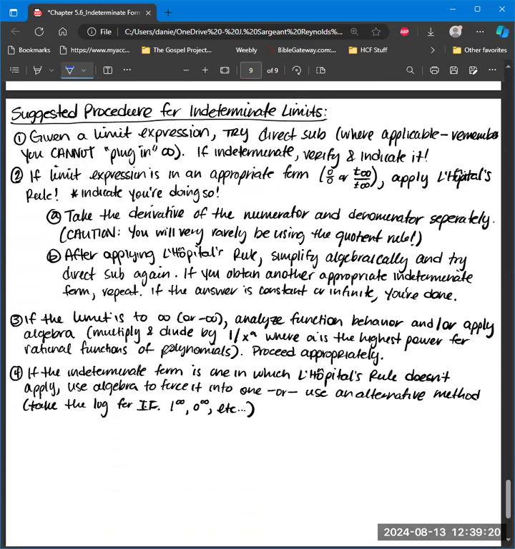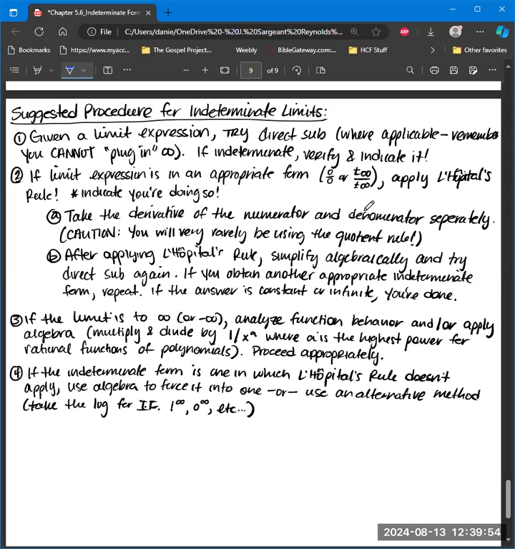So, a suggested procedure for indeterminate limits. Given a limit expression, try direct substitution where applicable, but remember that you cannot plug in infinity. If you need to, just analyze the end behavior. If it's indeterminate, verify and indicate it. If the limit expression is in an appropriate form of 0 over 0 or plus or minus infinity over plus or minus infinity, try applying L'Hopital's rule and indicate that you're doing so.